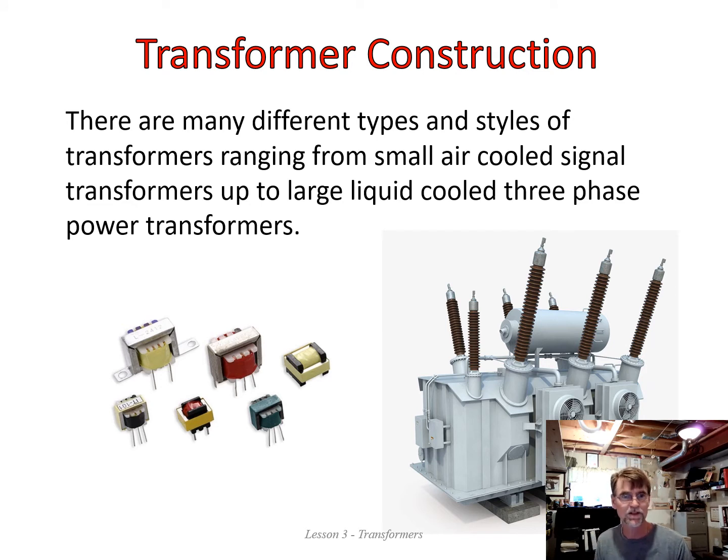Many different types and styles, ranging from small air-cooled signal transformers up to very large liquid-cooled three-phase transformers. So cooling is part of the conversation we're going to get into as well. Transformers are not 100% efficient. Not quite as much power comes out on the secondary as went in on the primary. Where does that power go? Well, it gets dissipated in the form of heat. And so dealing with that heat becomes part of the conversation about how we build a transformer. So we're going to look at that a little bit too.